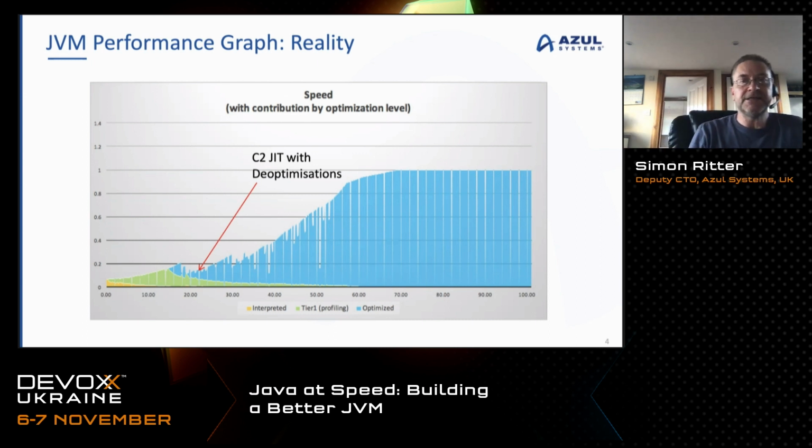And the reason for that is that the JIT compiler, using that profiling information, will use speculative optimizations. And a speculative optimization essentially says, we've seen how that method has been used up until now. Let's assume that it will be used in the same way in the future.